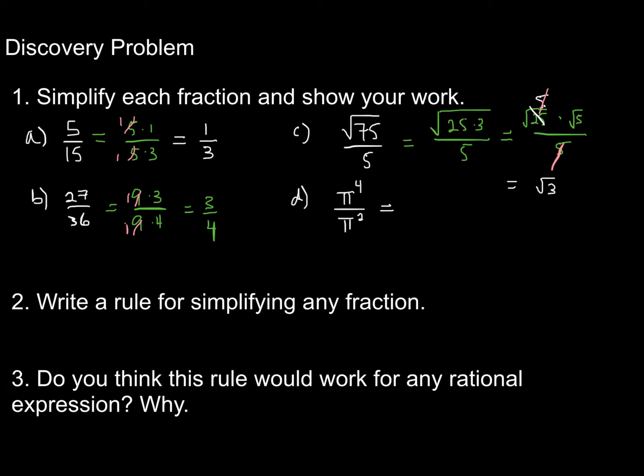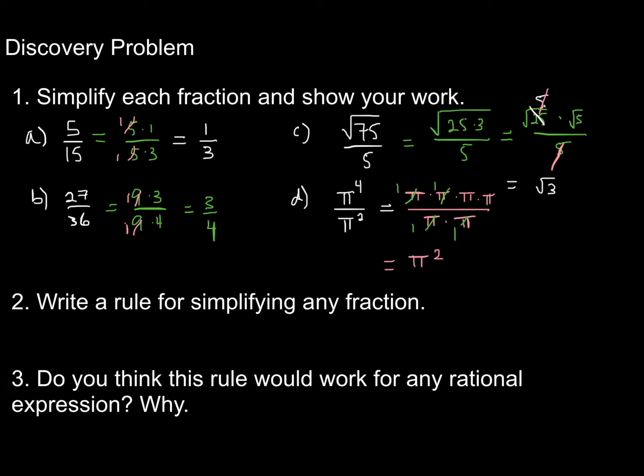Here I have pi to the 4th divided by pi squared. So thinking about this, I can rewrite this as pi times pi times pi times pi divided by pi times pi. Well, pi divided by pi is 1. Another pi divided by pi is also 1. So now in my numerator I have pi times pi, which is pi squared. And in my denominator I just have 1. So I'm left with pi squared.